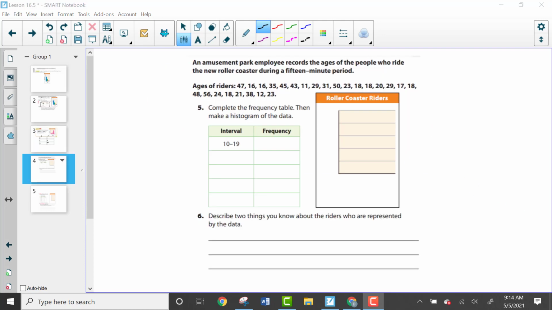Now let's take a look at the problem on page 481. At the very top, it says, an amusement park employee records the ages of the people who ride the new roller coaster during a 15-minute period.